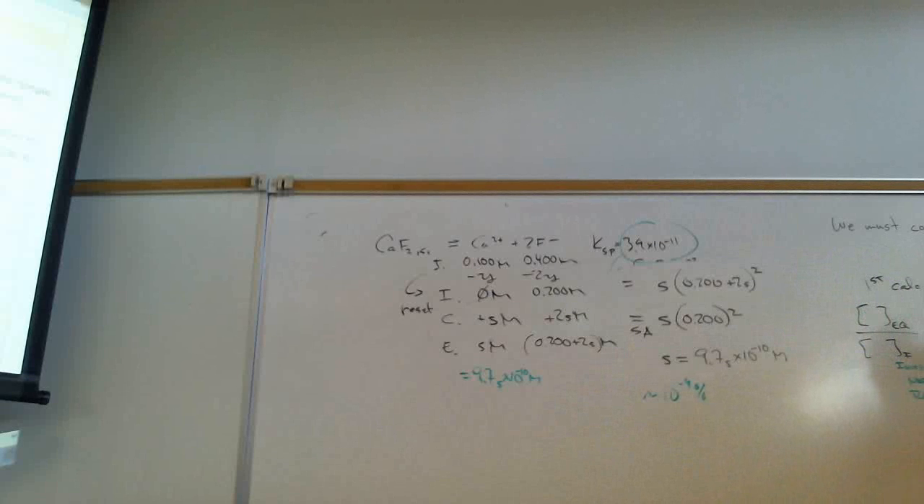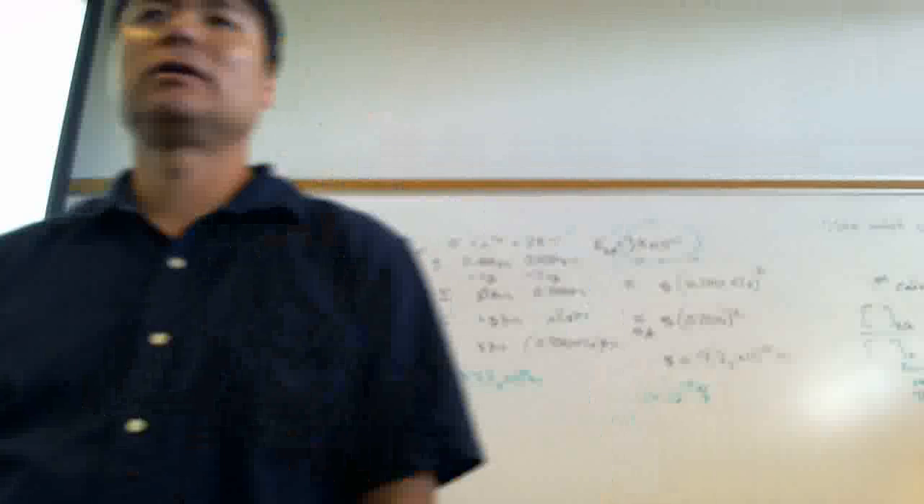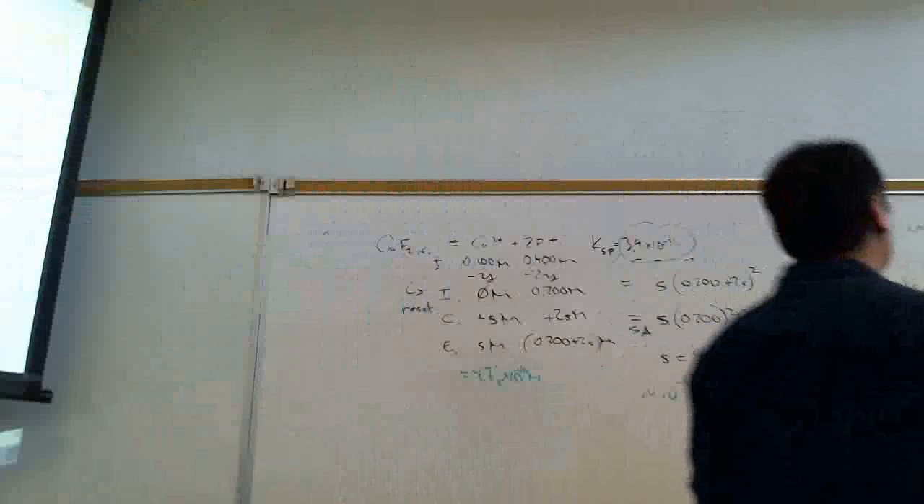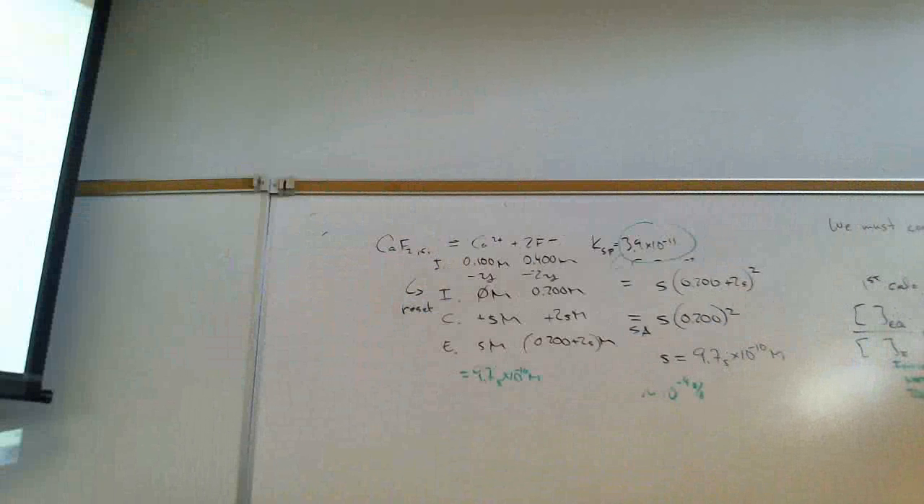Times 100%. The amount that remains at equilibrium is 9.75 times 10 to the minus 10 molar calcium 2 plus. That's how much we have left over from our initial 0.100 molar calcium 2 plus, times 100%, which means we precipitated out what percent of our calcium ion at this point? 9.75 times 10 to the minus 11. Oh, okay, sorry, we didn't precipitate out. This is 9.75 times 10 to the minus 11 molar remaining.